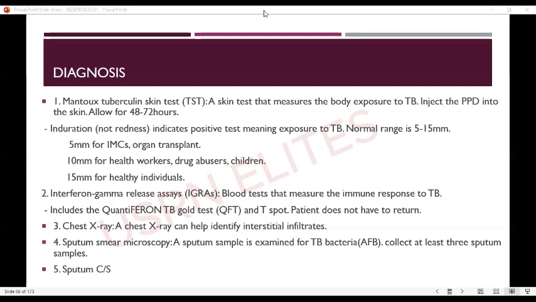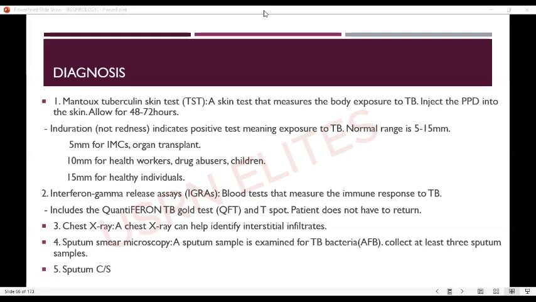Good. So inject the PPD into the skin, allow 48 to 72 hours. Now, you are expecting induration, not redness, to indicate a positive test, meaning exposure to TB. Here is where the focus is on the NCLEX. When you measure, I'm sure when the picture came, you saw a ruler under the bleb. The normal range is 5 to 15 millimeters.